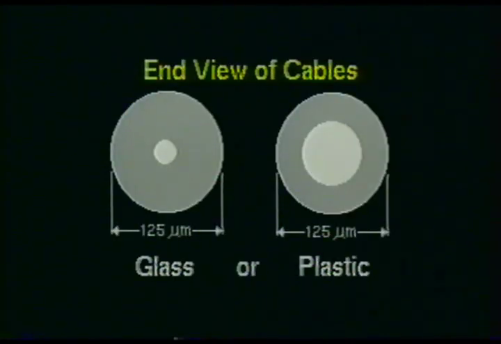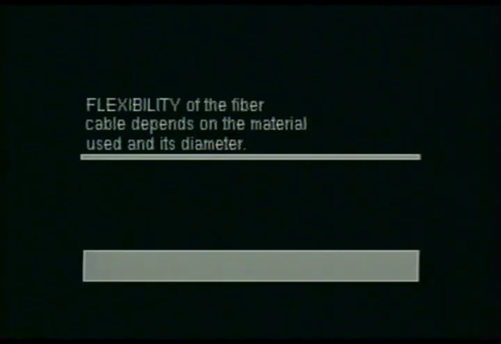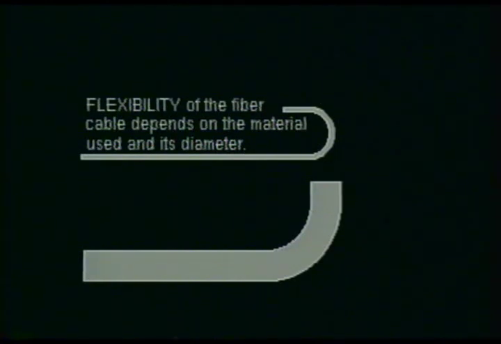As you will see later in the video, not all fiber cores are the same. Some are made of plastic, and some are made of glass. Even though the fibers are flexible, they are still somewhat stiff. Their degree of flexibility will depend on the materials being used and the diameter of the cable.